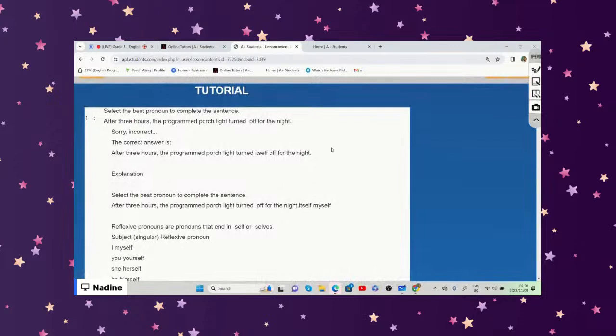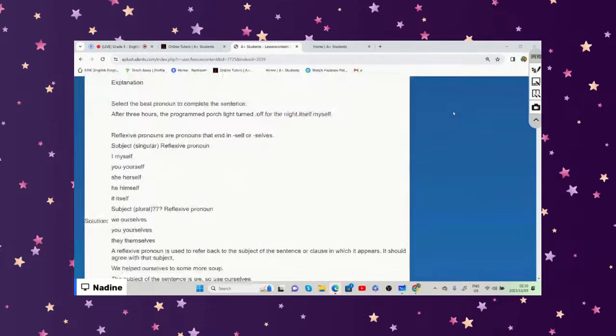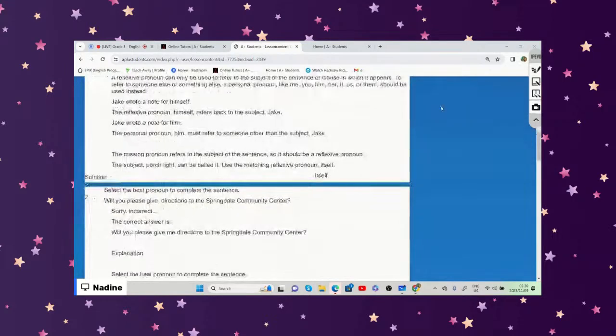So we said after 3 hours, the programmed porch light turned itself off. So we're going to say itself off because it refers to the programmed porch light. It doesn't refer to a person. So we don't have to say yourself, myself, itself off. And itself is correct.